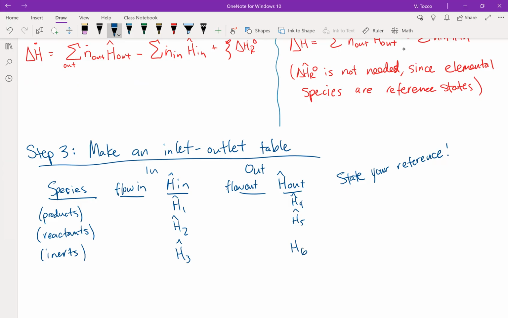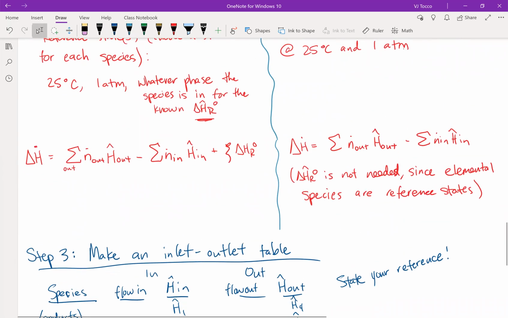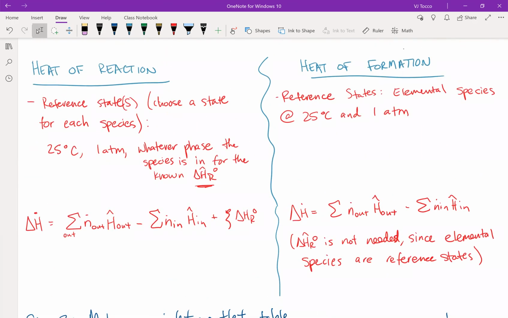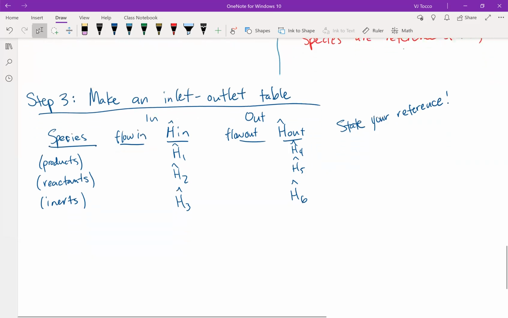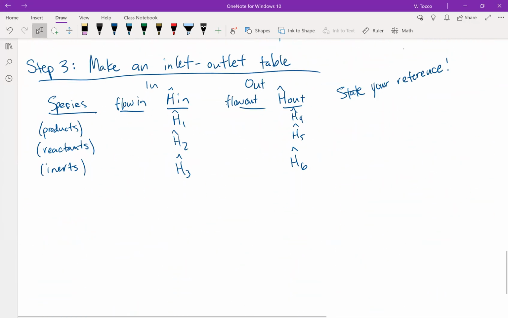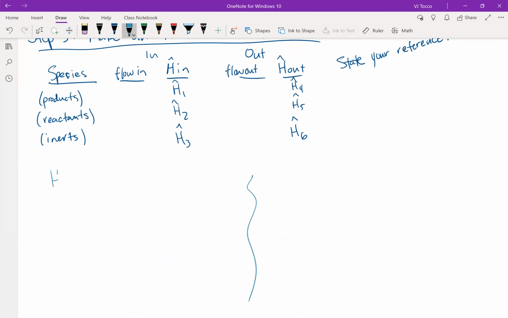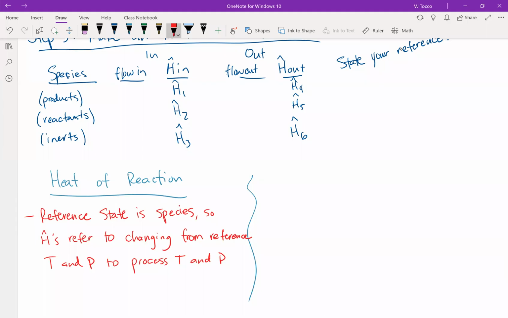All right, and the reason why the expression for delta H changed up here for the two different methods is because your method for calculating the H hats will change as well accordingly. So for the heat of reaction method, let me make myself a little partition. For the heat of reaction method, remember my reference states are all the species at 25 C in 1 atmosphere. So all of these H hats are going to refer to the process of changing those reference species from the reference temperature and pressure to the process temperature and pressure.